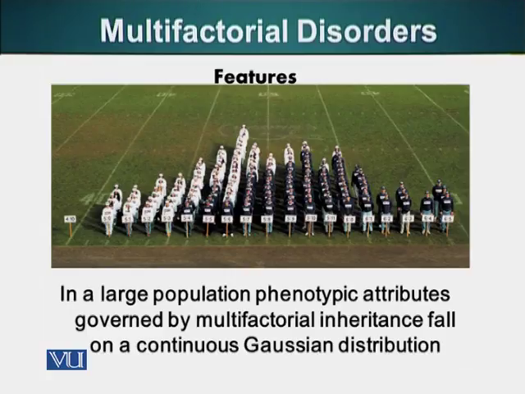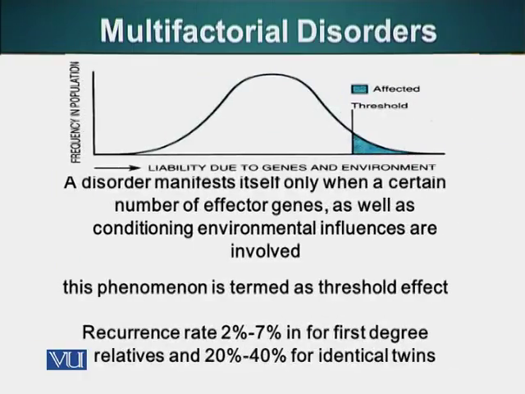The majority of the people will fall in the category which is the average of the population. As you go to both the extremes, very short height or very tall height, the number of people will be fewer. So this gives rise to a bell-shaped curve. Here you can see on the screen, this is Gaussian distribution. We can apply this to our scenario. We are talking about multifactorial disorders.